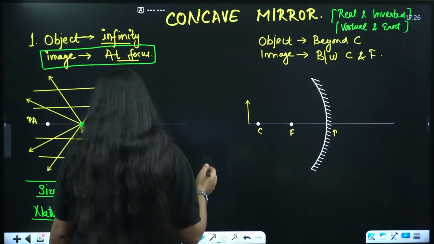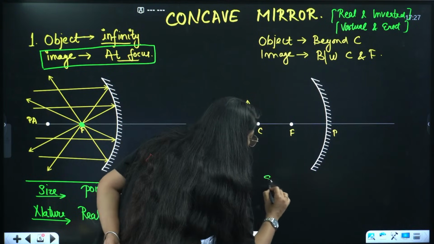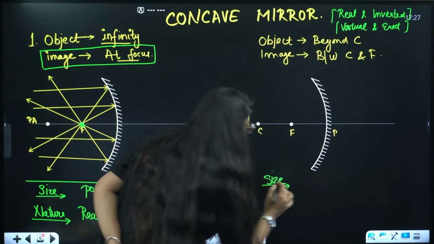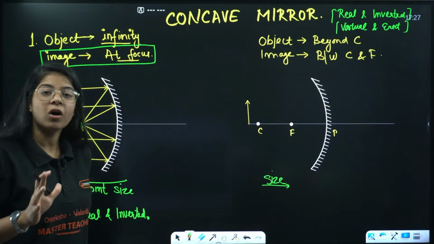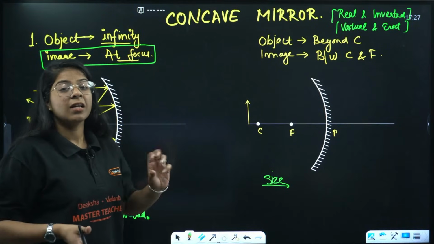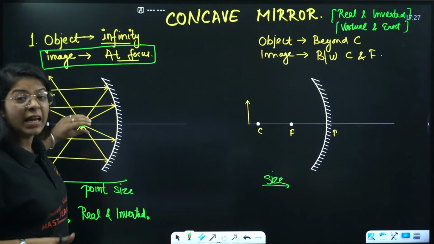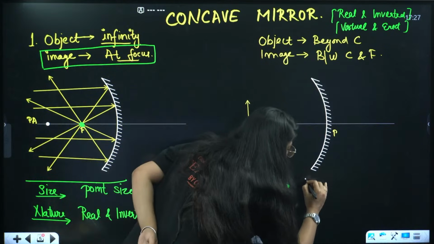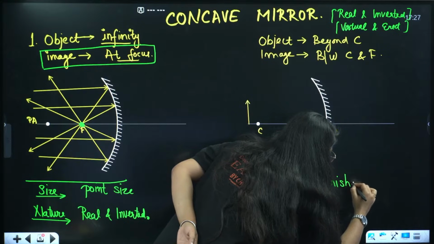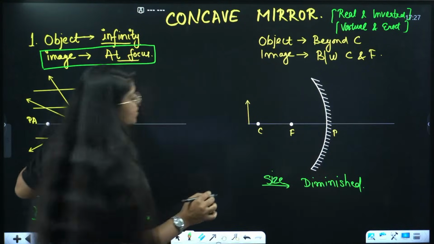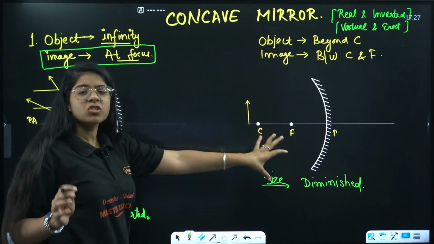Now to remember, the next part is size. देखो, in the first case the size was highly diminished, and in this case since we have brought the object a little closer to the mirror, the image will be a little bigger. Here highly diminished, here just diminished. In the first case it was point size, it was highly diminished. ठीक है, but here the image is just diminished.